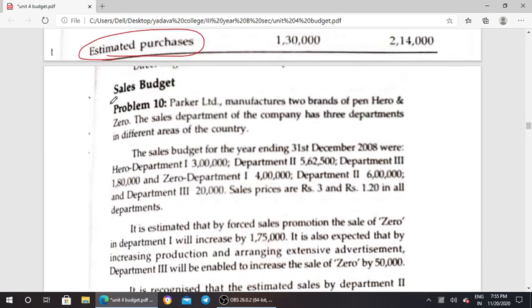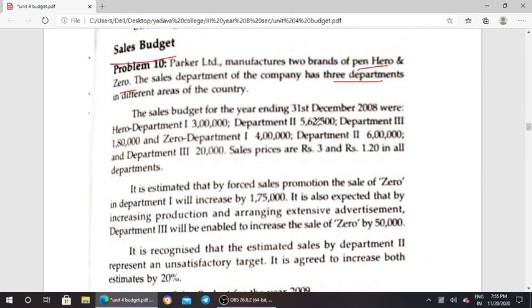So next is the sales budget. In the sales budget, they have given two brands, Hero and Zero. So how will the sales budget be prepared? They have 3 departments in different areas of the country. So Hero: department 1 is 3 lakhs, department 2 is 5 lakhs 62,500, department 3 is 1 lakh 80. Then Zero: department 1 is 4 lakh, department 2 is 6, then department 3 is 20. Sales price is 3 rupees and 1 rupee 20 paise they have given.